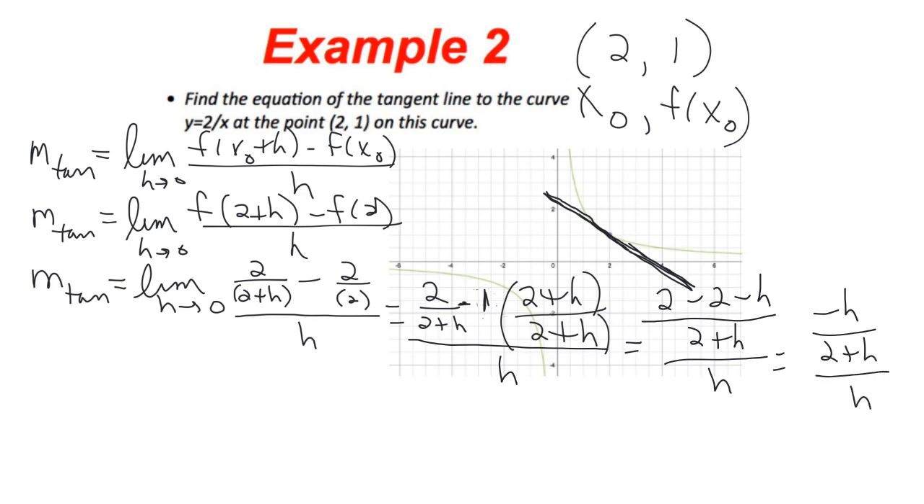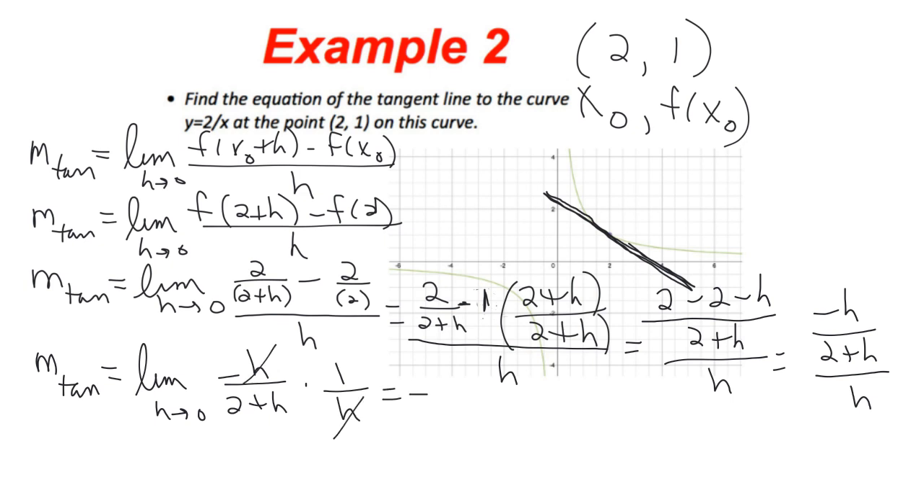And I can keep, change, flip. And when I keep, change, flip, I wind up getting that the slope of the tangent line is equal to the limit as h approaches 0 of negative h over 2 plus h times 1 over h. And this simplifies to just negative 1 over 2 plus h.